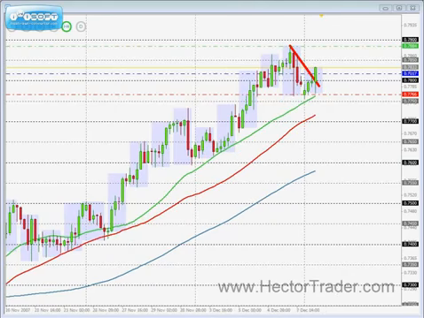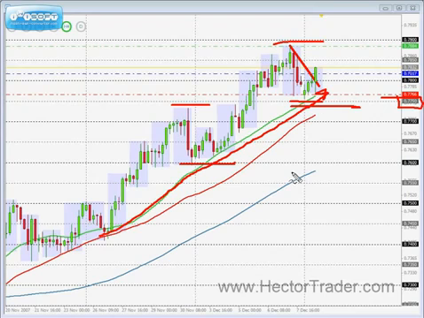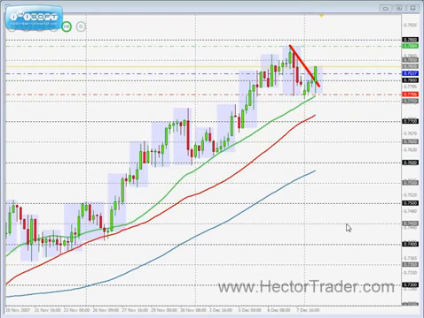Now, let me clean up the chart. This is the previous swing high I'm talking about, the former resistance, now working as support. We also have the 0.7750 round number. Also, we have the 50% Fibonacci retracement right there as well. And of course, the dynamic area of support, as I was saying before.